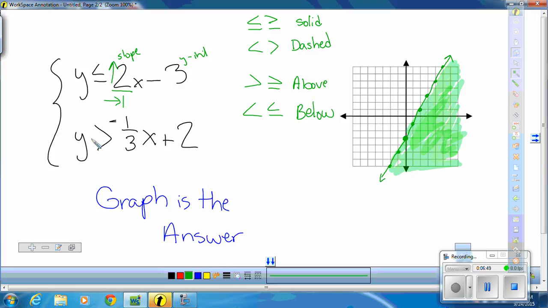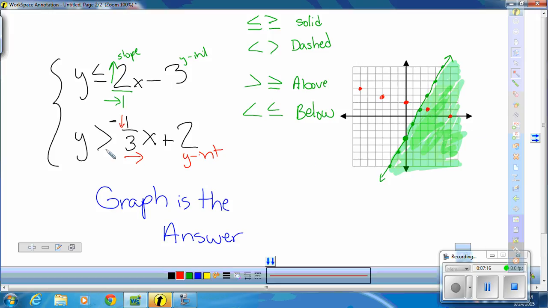All right? Now, let's graph this one. Let's do a different color for it. So this is going to be my y-intercept. And then my slope is going to be down 1 and right 3. So I've got a y-intercept of 2. I go down 1 and right 3, down 1 and right 3. I can go back the other direction. All right? That's my y-intercept and my slope.